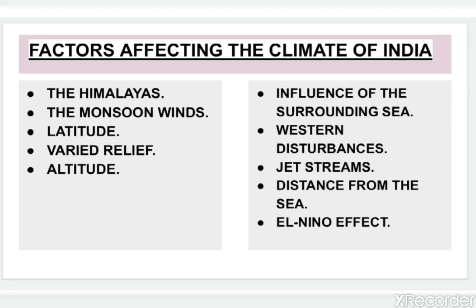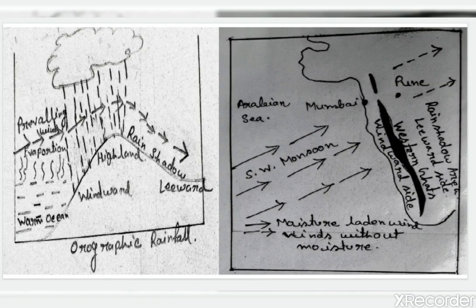So our fourth factor is varied relief. Now relief plays a very important role in the climatic conditions of India. Why? Because most parts of India receive rainfall, and the type of this rainfall is orographic rainfall. As you can see in the diagram, basically what happens is, if there is the presence of any highland such as a mountain or plateau, when the moisture laden winds come towards the windward slope of a mountain, it traps the moisture laden winds, and due to the formation of clouds it brings heavy rainfall.